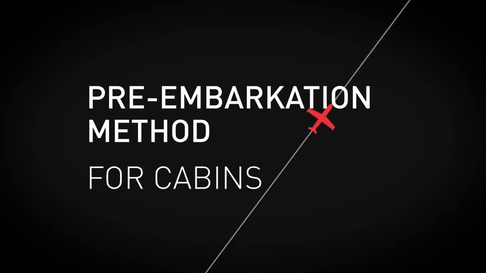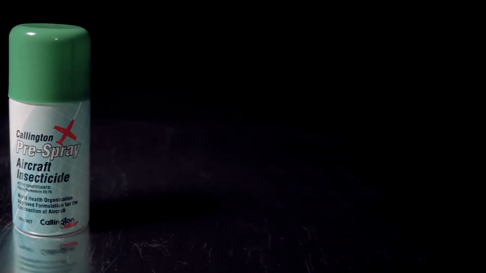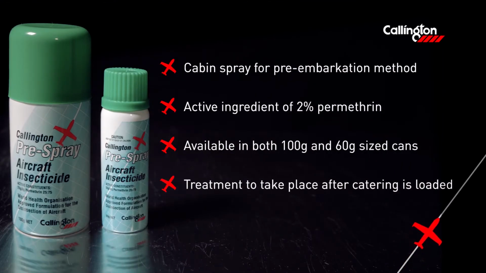For pre-embarkation cabin disinsection, that's the spraying of empty aircraft cabins before passengers board, Carlington recommends the 100-gram multi-shot pre-spray aerosol can, which contains a 2% permethrin active. Pre-embarkation treatment must take place after catering has been loaded onto the aircraft and before passengers board.